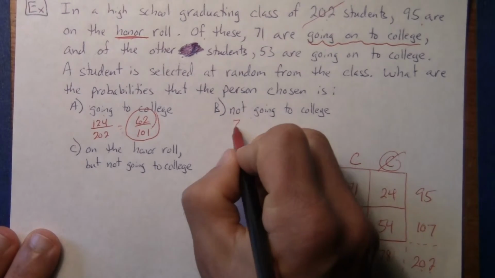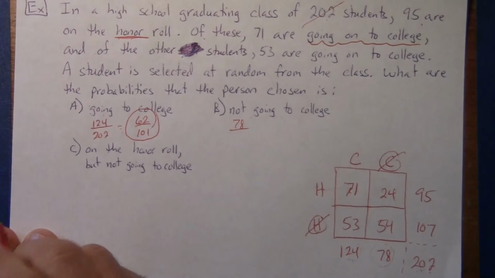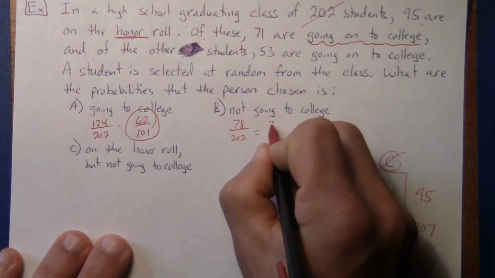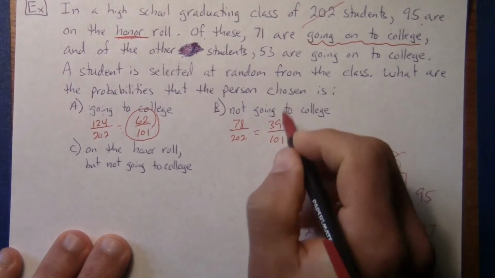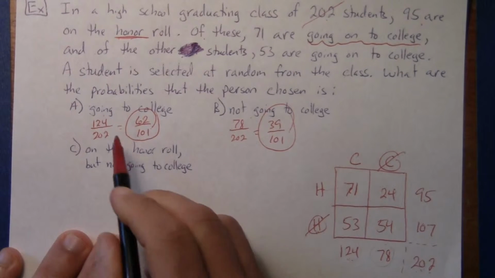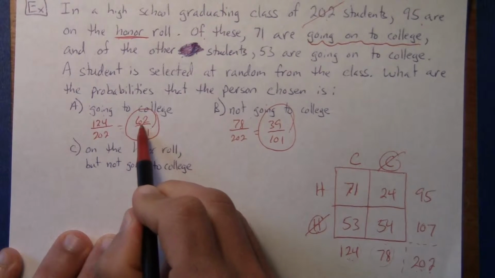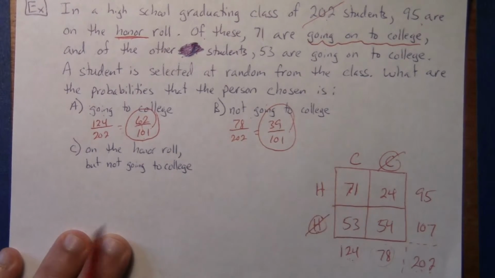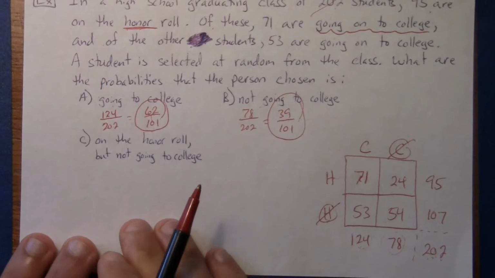Number of kids not going to college, well, that's going to be this one. It's the 78 kids not going to college out of 202 total. Again, divide both of those by 2 and I would get 39 out of 101. And definitely not the only way to do that. If 62 kids are going to college out of 101, well, take 101, subtract 62, that would give you the 39 for this particular problem.